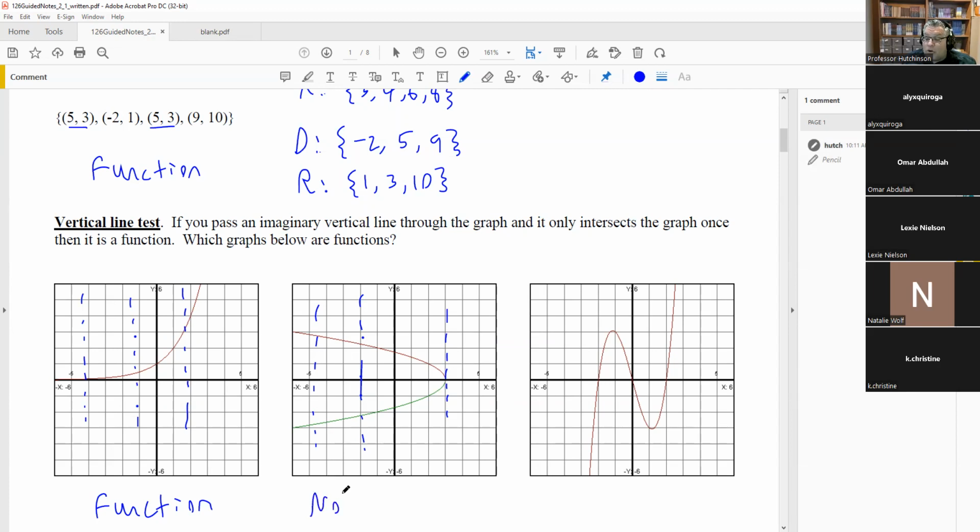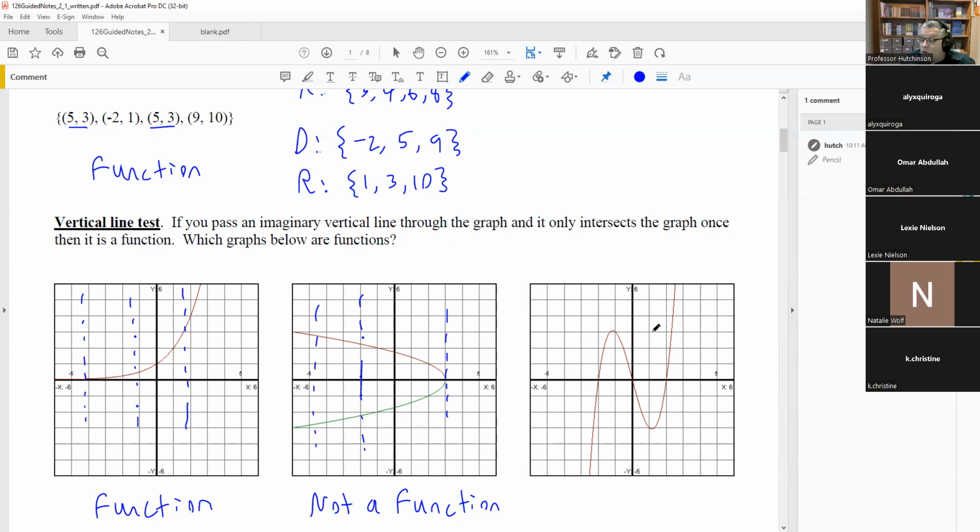So this one is not a function, because when I draw the line, it's hitting it in two places. That means that at this particular x value, let's say, for instance, -2, I'm going to get a y value up here and a y value down there. So I'm getting two y values for the x value of -2. That means it's not a function.